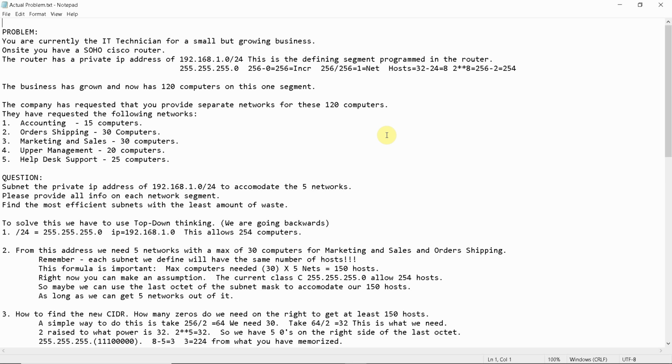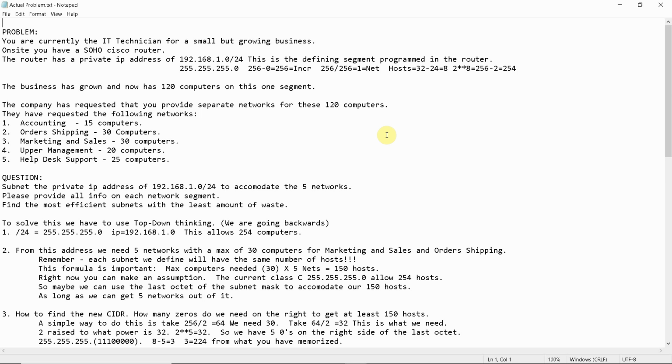That's too many. The company has requested that you provide separate networks for these 120 computers. They have requested the following networks: accounting, 15; orders, 30; marketing and sales, 30; upper management, 20; and help desk support, 25. So the question, pretty much taken right from one of the tests: subnet the private IP address with the /24 to accommodate the 5 networks. Please provide all info on each network segment. Find the most efficient subnets with the least amount of waste.